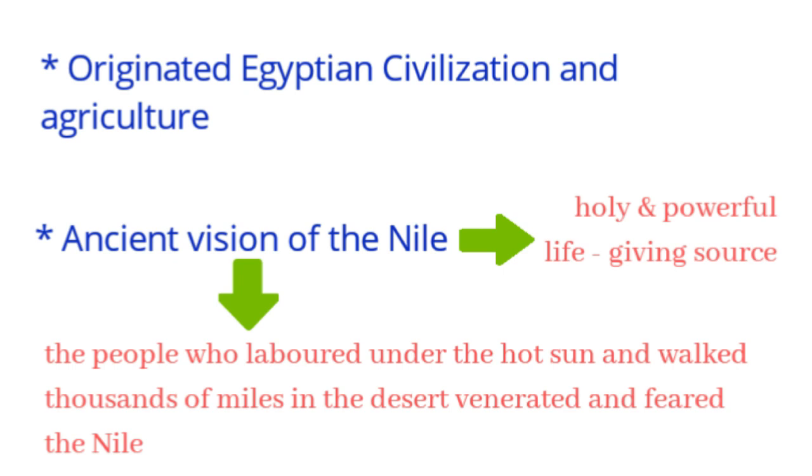The concept of pyramid is not just about tombs of ancient pharaohs, but it also suggests the great ancient civilization which flourished with the benevolence of the River Nile. It had great influence on agriculture as well. So here we can see one image, that is the ancient vision of the River Nile as a holy and powerful life-giving source. Ancient people who lived here had to work hard and toil under the hot sun, and they had to walk thousands of miles in the desert. So for those people, the River Nile was their life source. Therefore, they venerated and feared the Nile.